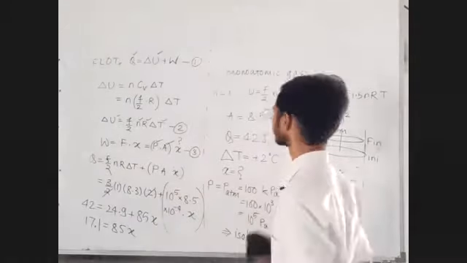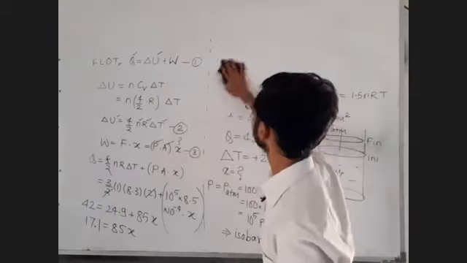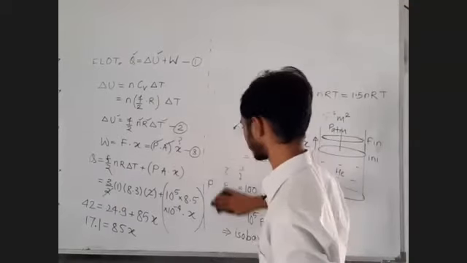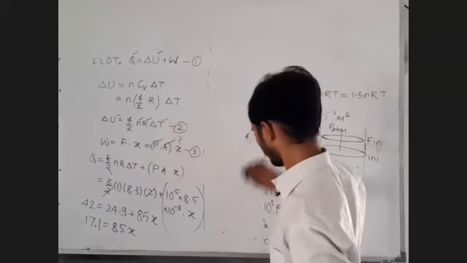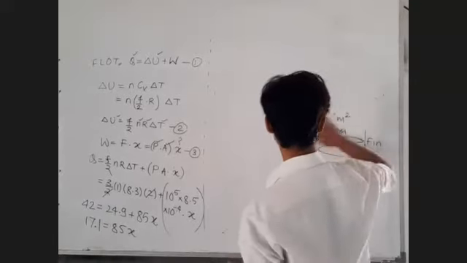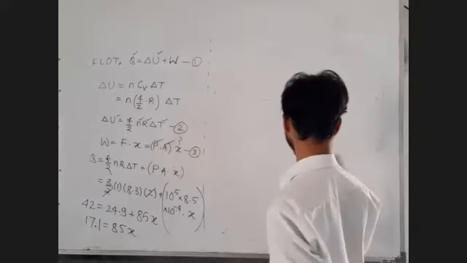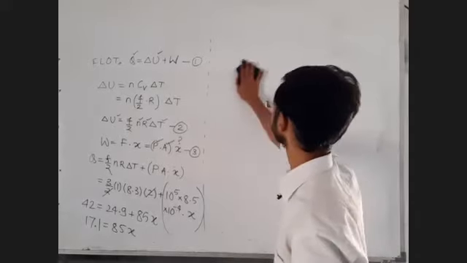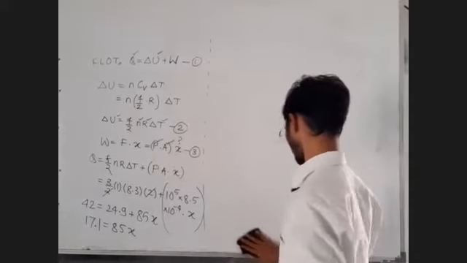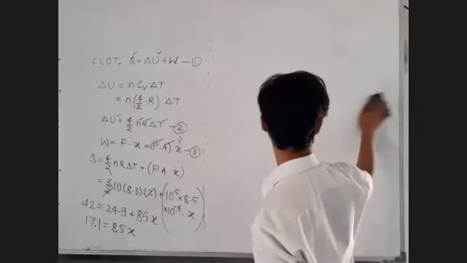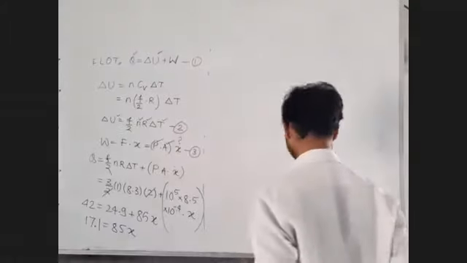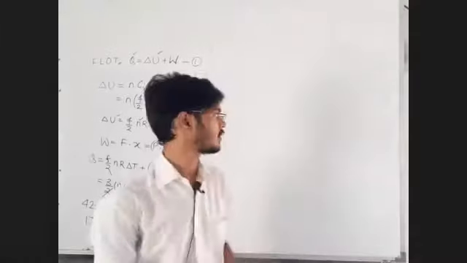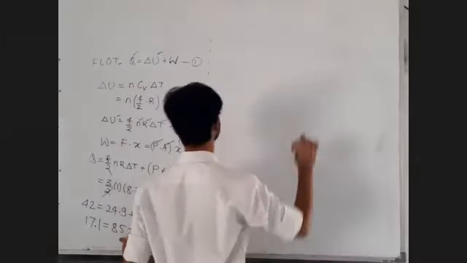Okay. So you do the further calculation and let me know the answer. 17.1 divided by 85. I also told you how to divide something by 85. 17 into 5 is 85. Dividing by 17 is not a big task. Dividing by 5 is also not a big task.